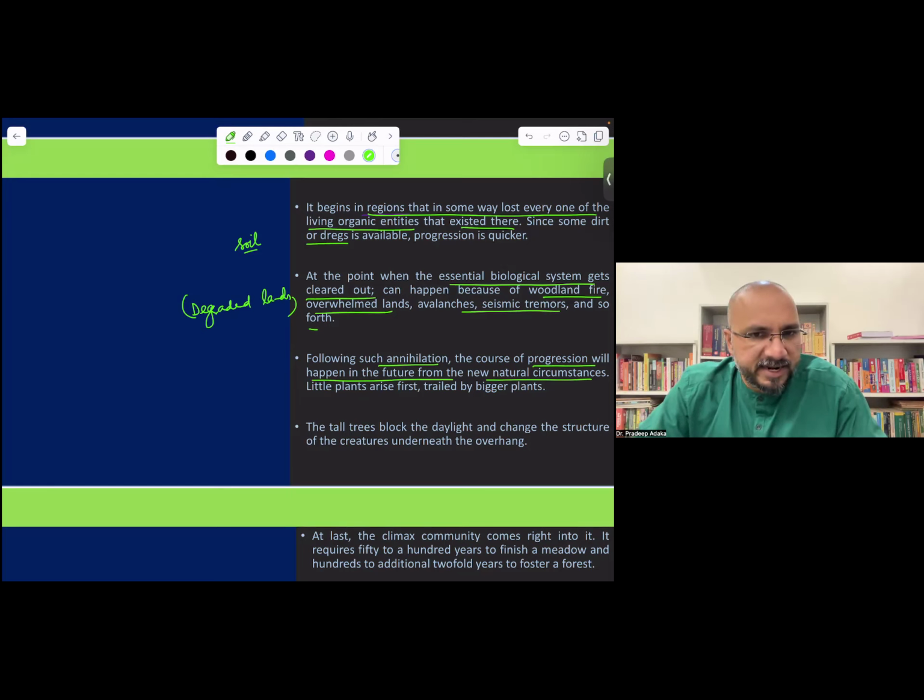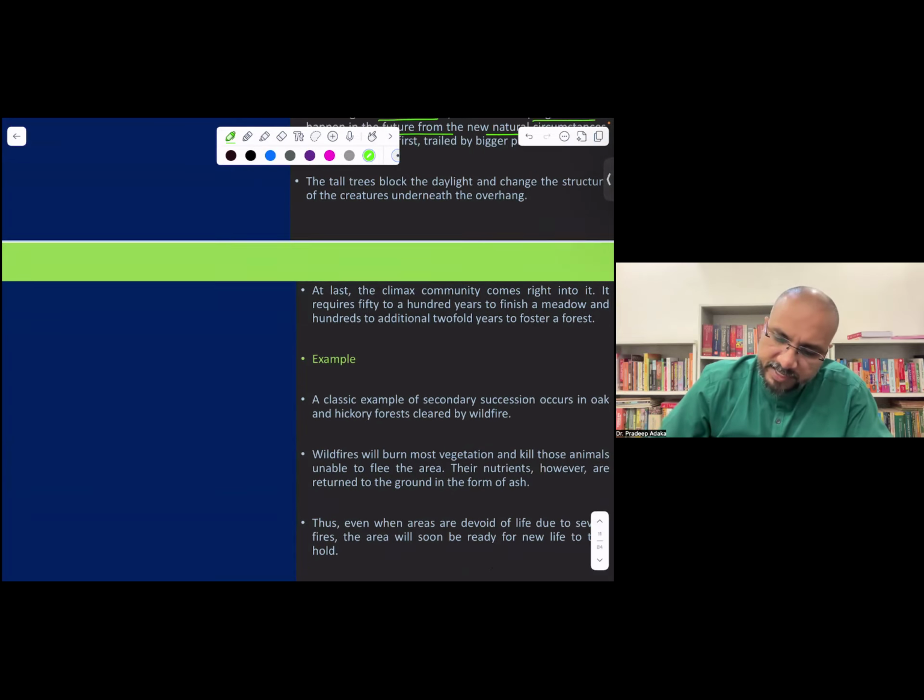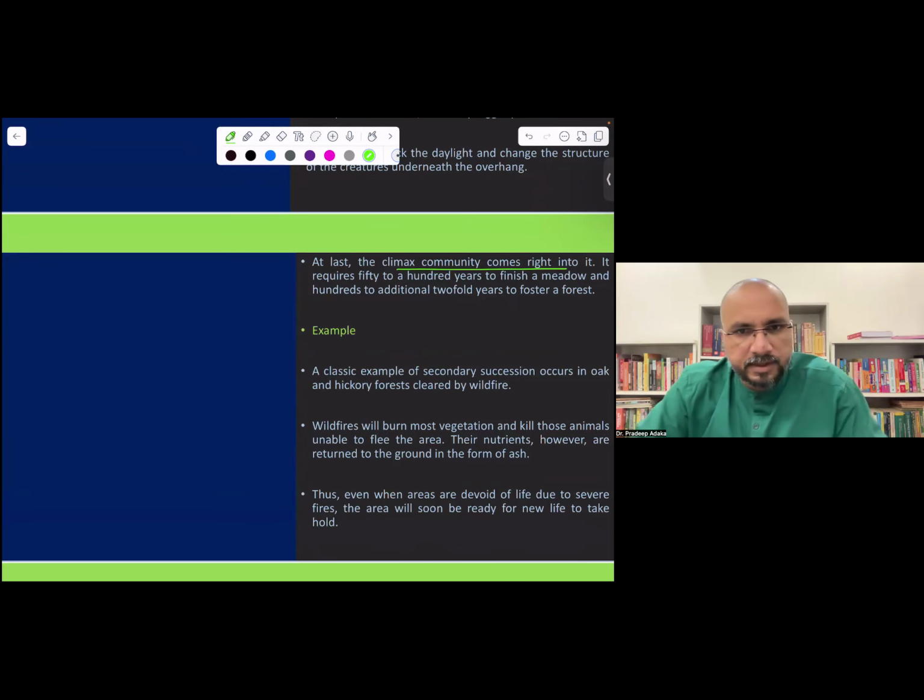So little plants will arise first, then slowly they will be replaced by shrubs and ultimately into a climax community. Right. So at last there will be a climax community, but it may take a shorter period of time compared to your primary succession, because primary succession starts from rock. Weathering process itself takes a lot of time. So there it may take thousands of years. Here within a few decades again you will have a stable community.